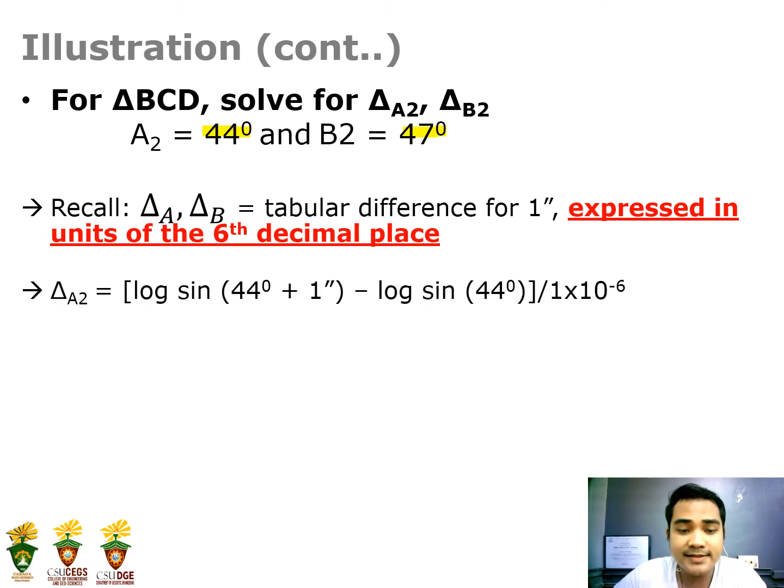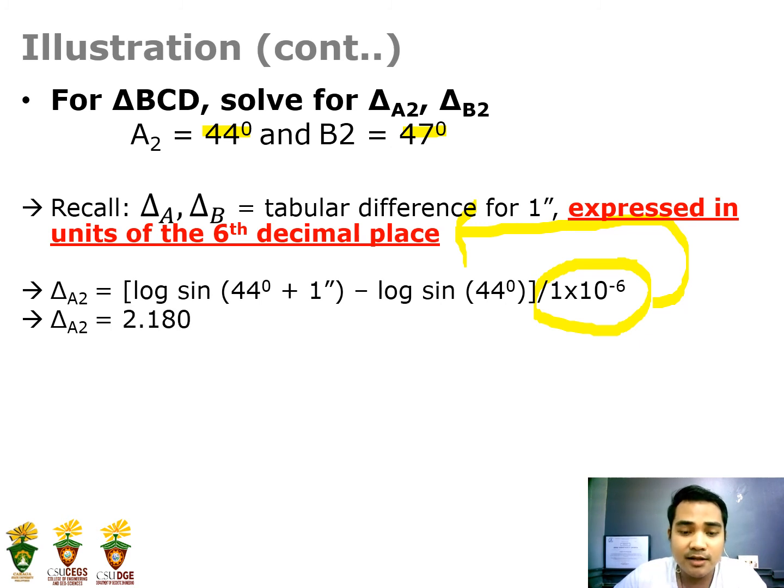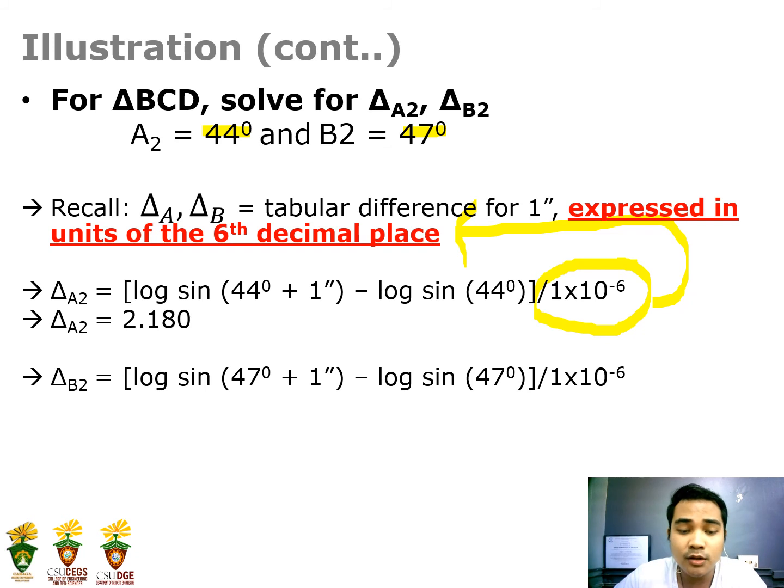So for A2, log sine 44 degrees plus 1 second minus log sine 44 degrees, i-divide og 1 times 10 raised to the power of negative 6, kaya i-express siya sa 6 decimal places. Then i-press din ang answer, then you can have this 2.180. Next is the change in B2. Formula again, log sine 47 degrees plus 1 second minus log sine 47 degrees, i-divide og 1 times 10 raised to the power of negative 6. You can have the value of 1.963.